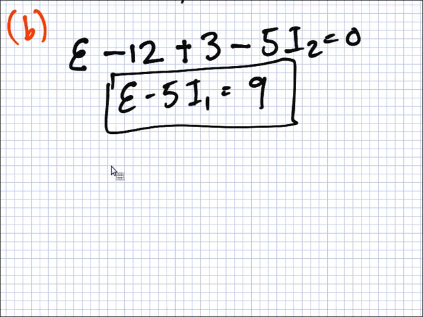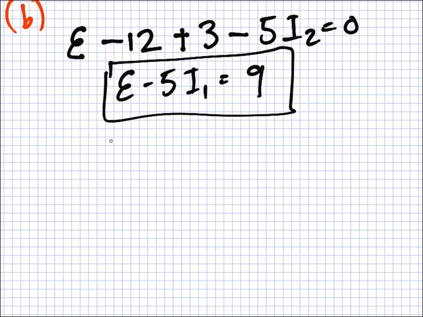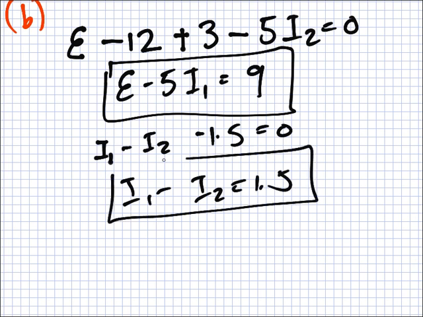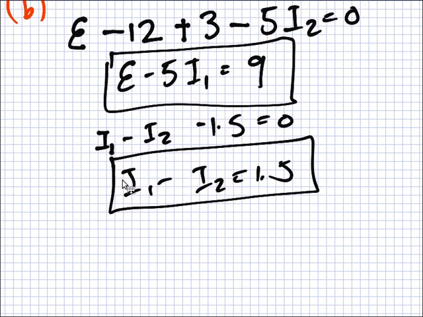No. Right, what's the next loop we'll make? Oh, let's make a junction. I1 minus I2 minus 1.5 equals 0, yeah? So I1 minus I2 equals 1.5. Right, and one more loop, I mean. Left or right, you can get I1 by itself. If I go right, I'll get I1 by itself.